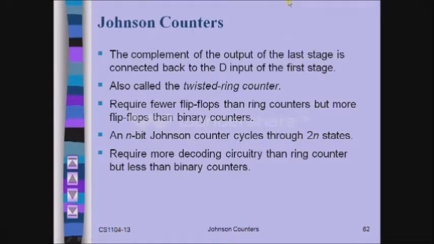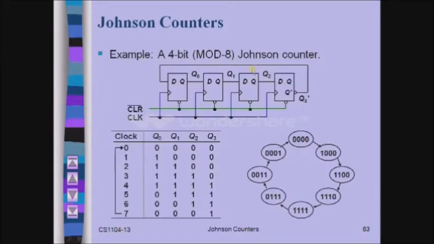So this is the advantage that is present with the Johnson counter as compared with the ring counter, whereas a ring counter will be producing only 4 states. It requires more decoding circuitry than a ring counter but less than a binary counter. So let us see the design. Here it is a 4-bit Johnson counter, and the output states that we are going to get are a total of 8 states.